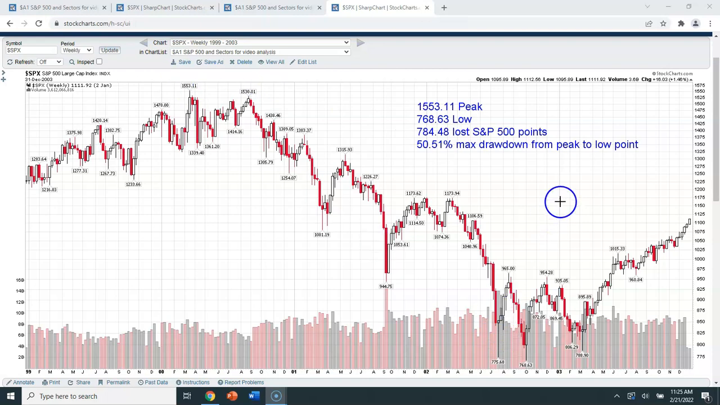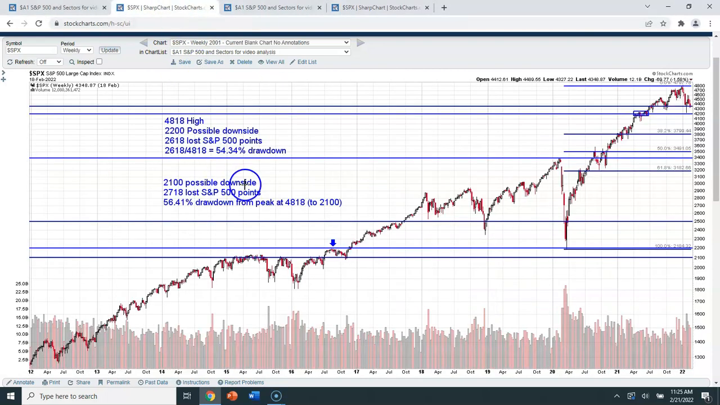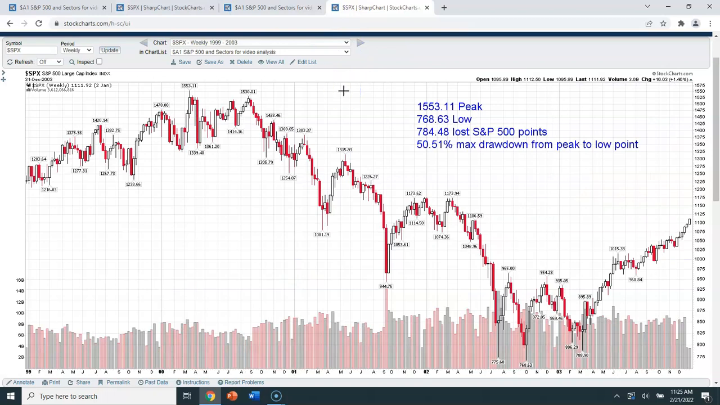All right. So if we go back and look at the downside possibilities that we were looking at, could we get back down to this 2,200 level? That'd be a 54.34% drawdown. And if we go down to 2,100, that would be a 56.41% drawdown from where we peaked at 4,818. It is a completely plausible drawdown, right? It's not that much more than what we lost in the 2000 through 03 downturn. So we know that that's possible.